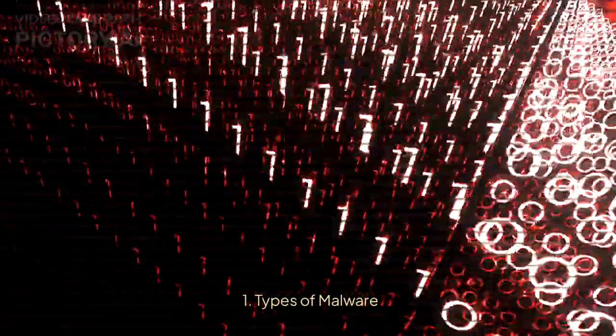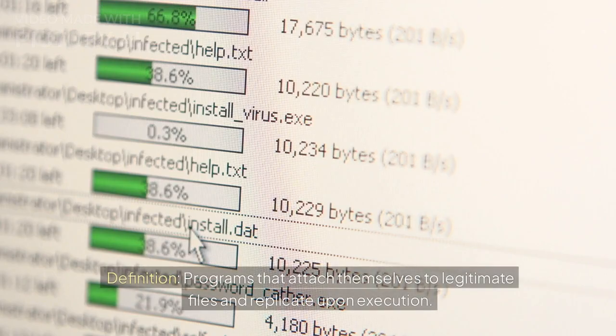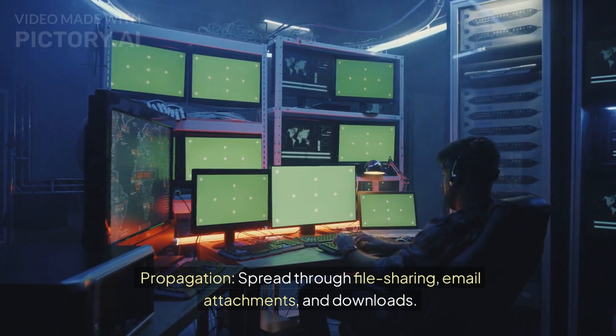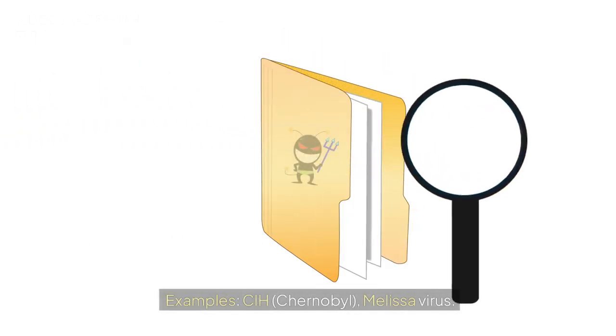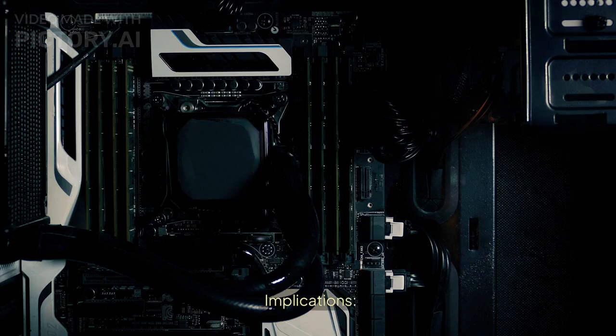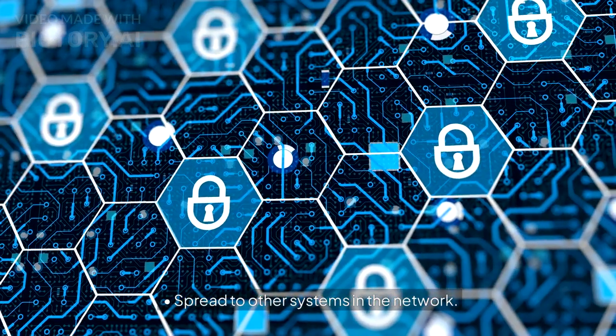1. Types of malware. 1.1. Viruses. Definition: programs that attach themselves to legitimate files and replicate upon execution. Propagation: spread through file sharing, email attachments, and downloads. Examples: CIH, Chernobyl, Melissa virus. Implications: corrupt or delete data, cause systems to crash, spread to other systems in the network.